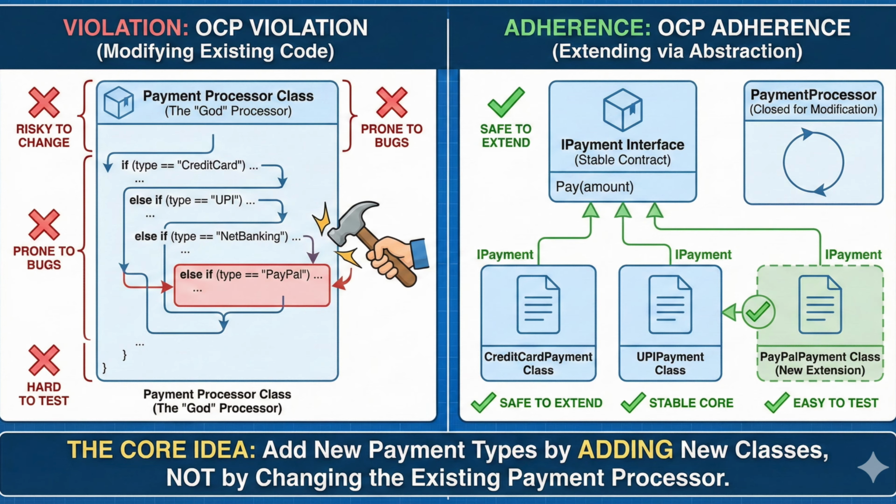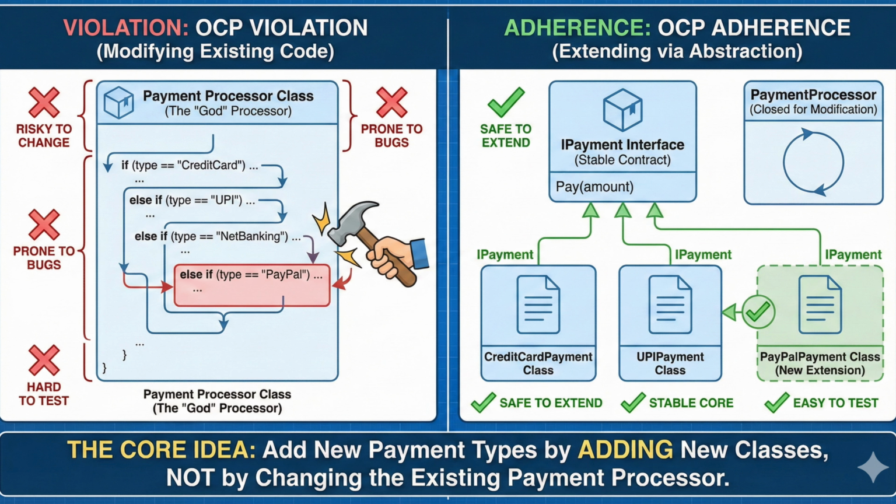Now look at the right side. This shows OCP done correctly. Here, we design the system using abstraction. We create an iPayment interface that defines a stable contract with a pay amount method. Our payment processor now becomes closed for modification and depends only on this interface.